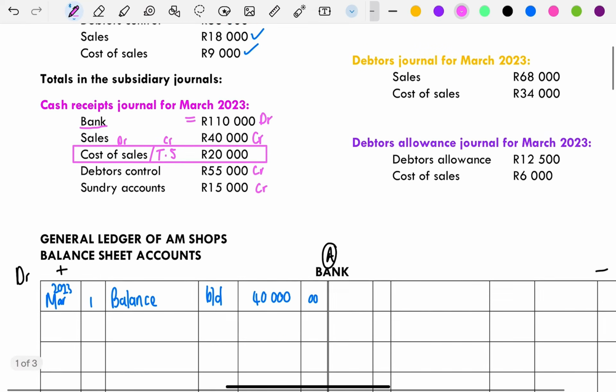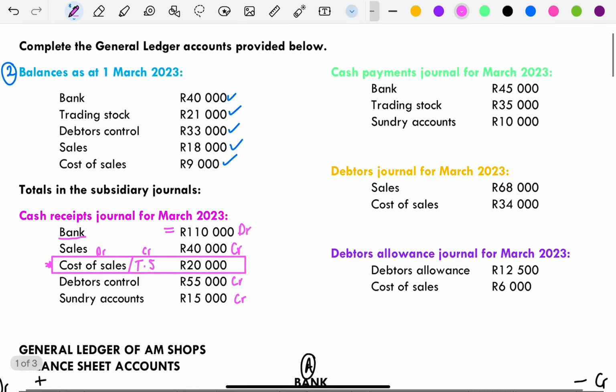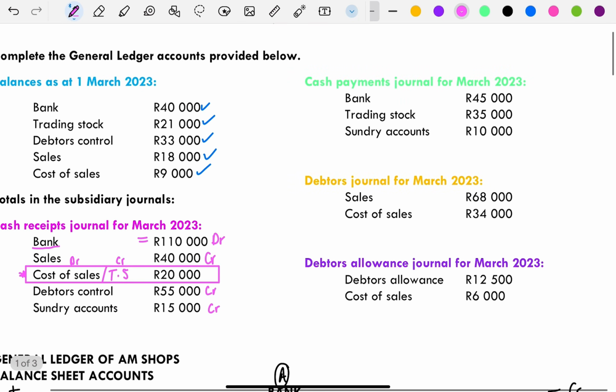So as you can see, it's not changing, it's just a different format that they're asking us to do. So there we go, my posting rule. So this is something you can learn, you can study it. In the CRJ, bank is always debit. Everything else is credit, except cost of sales, because cost of sales relates to trading stock, and this time we sold it, so our trading stock is credit, it's decreasing, and cost of sales is debit. And you'll see this is going to repeat quite a bit.